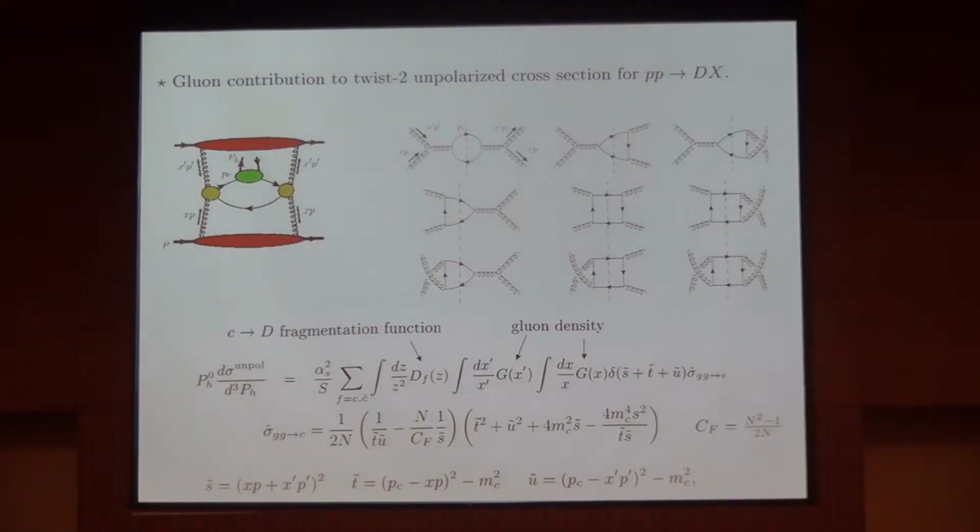This is the diagram for unpolarized B meson production. This is the hard scattering part, and this green block represents the B meson fragmentation function. The gluon densities from two nucleons come into play. The result takes the usual convolution formula with the fragmentation function, two gluon densities and the partonic hard process.